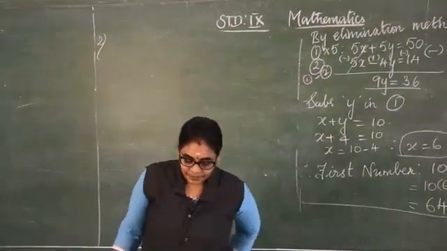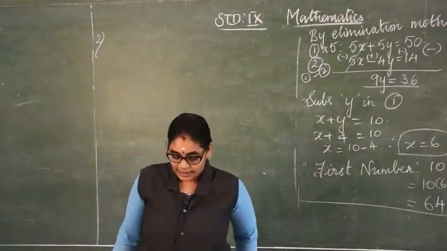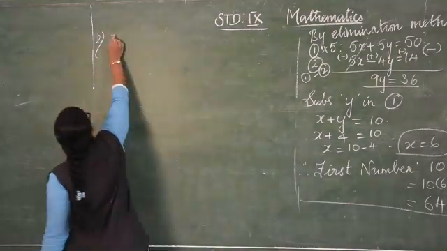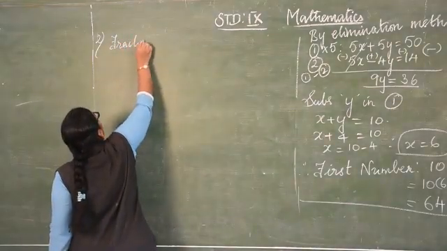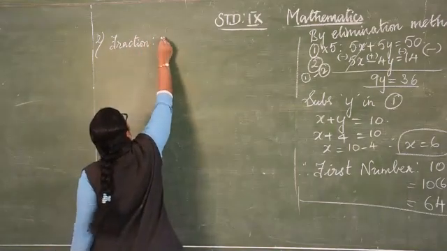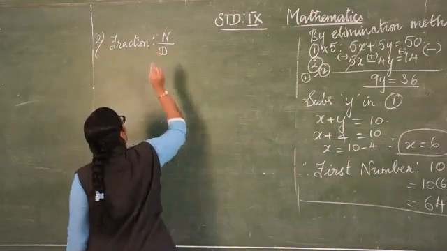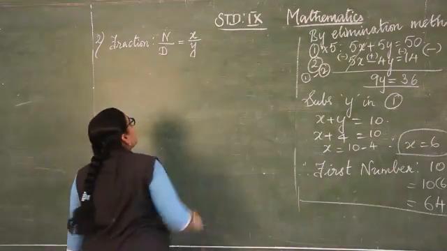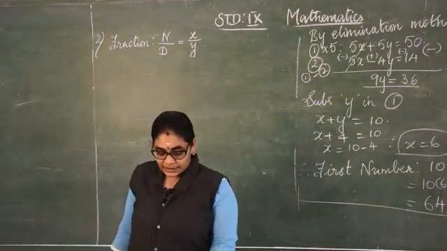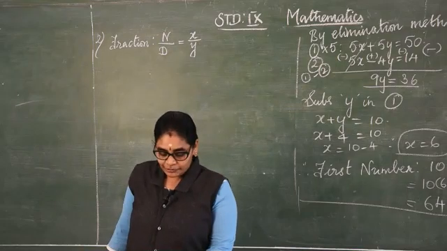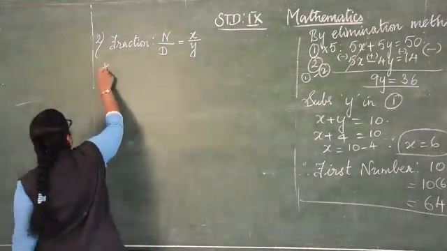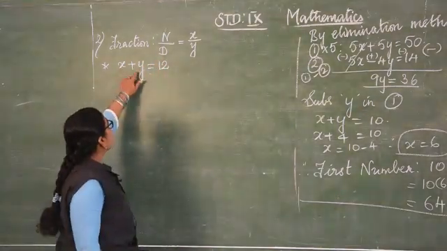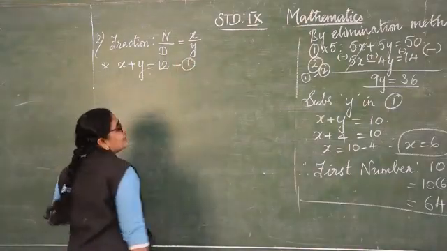The second sum: the sum of the numerator and denominator of a fraction is 12. So, how will we represent a fraction? There should be one numerator and one denominator. So, the numerator can be x and the denominator can be y. The sum of the numerator and denominator of a fraction is 12. This is your first condition. We can't simplify the equation again, so let us take this to be your first equation.